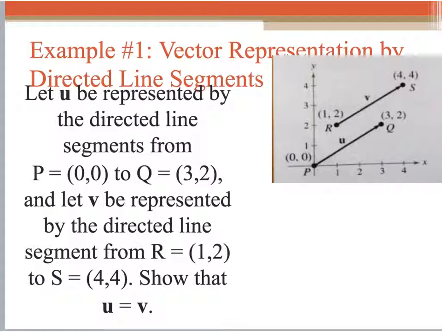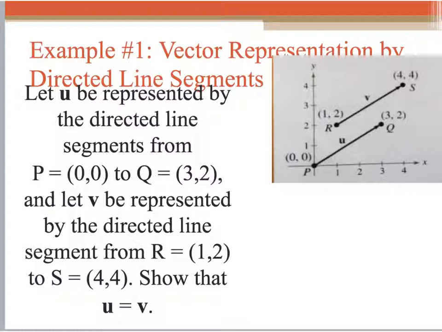All right, so in example 1, it says let u, or vector u, be represented by the directed line segment from P of (0, 0) to Q of (3, 2). And let v be represented by the directed line segment from R, which is (1, 2), to S, which is (4, 4). Show that they are equal.